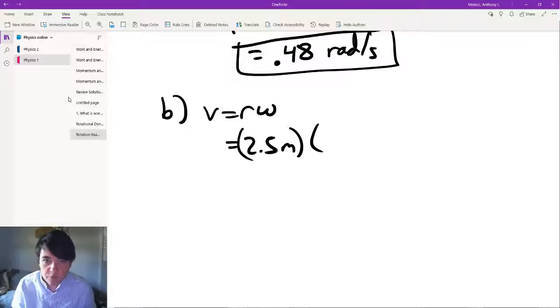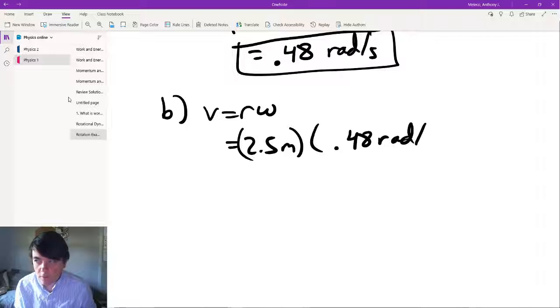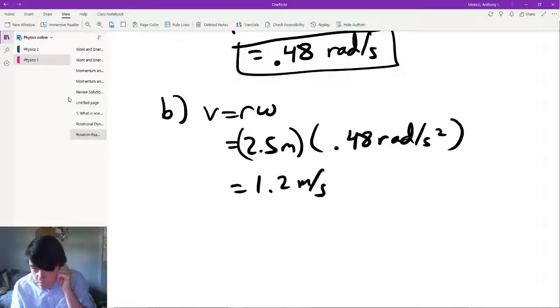Omega was what we just found, 0.48 radians per second, and this will give us 1.2 meters per second. And now I know what you must be thinking. Oh, sorry, I don't know why I wrote second squared there. I know what you must be thinking: isn't this technically a meter radian per second?